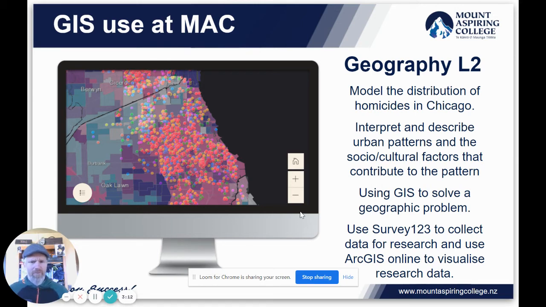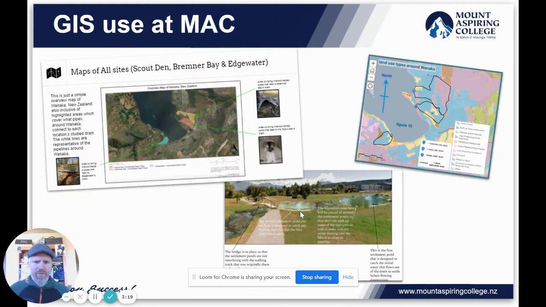So using GIS to solve a problem, as a result of this, they've got to propose a solution of how they're going to solve this problem. We also use Survey 123 to collect data. This was a water quality piece of research on stormwater into Lake Wanaka, with being able to solve the problem. And the solution that these guys proposed was using settling ponds between the pipes and the lake to enable the materials and bacteria to settle out before they go into the lake.